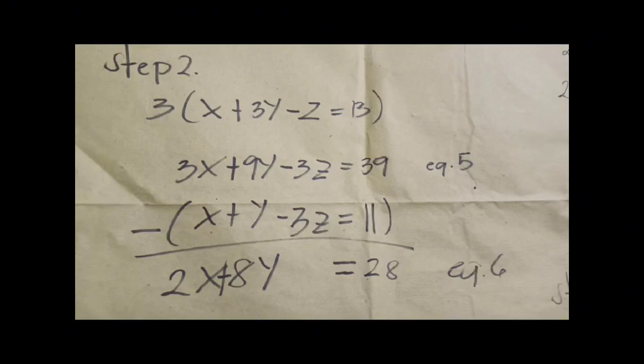And then subtract equation 3 from equation 5 to eliminate z. So copy equation 5, which is 3x plus 9y minus 3z is equal to 39. Then copy equation 3, which is x plus y minus 3z equals 11, and then copy the operation, which is subtract. Then we subtract, and the answer is 2x plus 8y equals 28, which is equation 6.